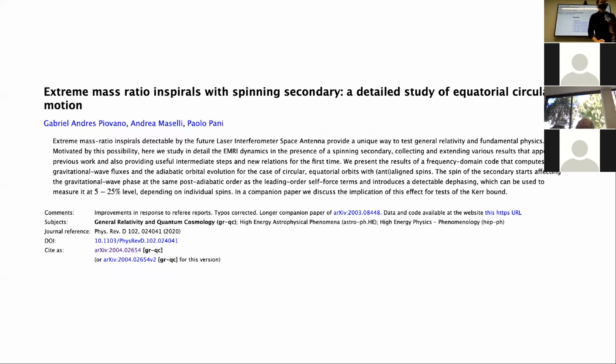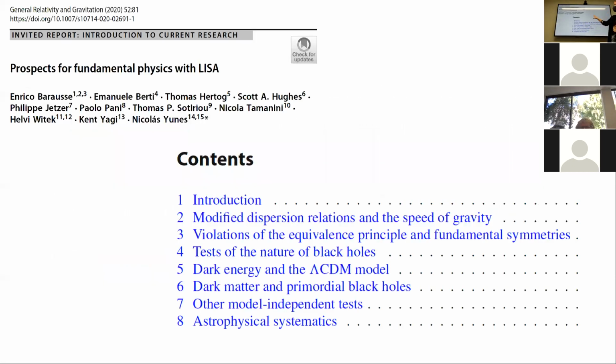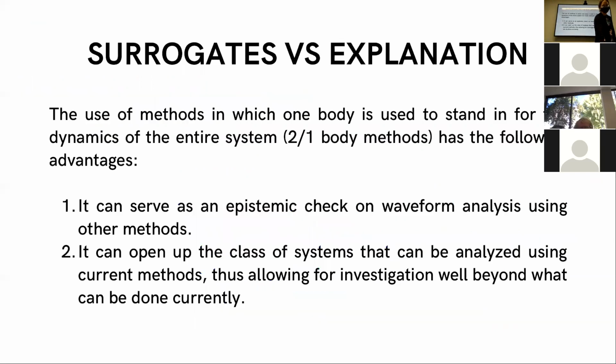But one of the things that I think is interesting is there are a lot of fascinating prospects for fundamental physics with LISA, as argued by this recent paper: tests of the nature of black holes, dark energy, dark matter. So this kind of links up with the last paper by Siska de Bedemaker. There's a lot of really fun and fascinating physics that can be done using the space-based interferometers, and I think this makes it worth studying EMRI.